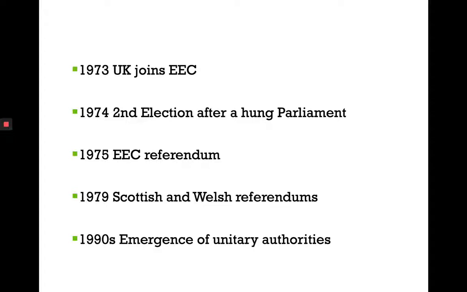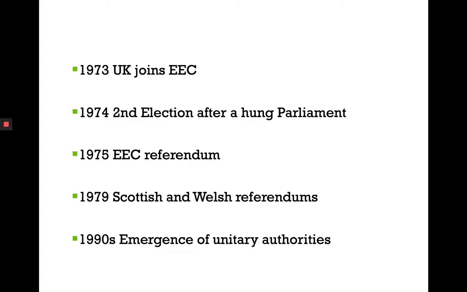1974 was a really interesting year where we had two elections. The first election produced a hung parliament, and then we get a minority Labour administration after the second election of that year. In 1975, there was a referendum on our membership of the European Economic Community. In 1979, interestingly, there were referendums on devolution in both Scotland and Wales, and there was quite a high threshold for the majority that was needed. And on that occasion, neither referendum succeeded in getting the majority that was required by Parliament.